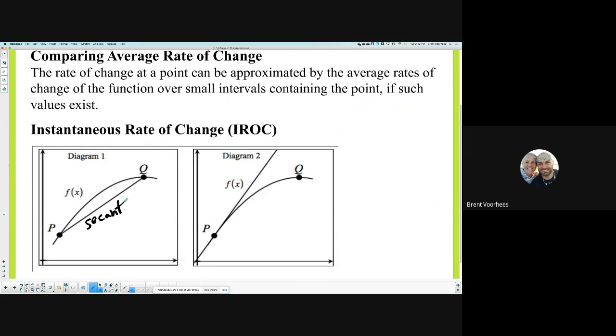This is called a tangent line. Write the word tangent on this one. That's a tangent line. So the tangent line is calculated by what we call IROC, where what did AROC stand for? Average rate of change. IROC is instantaneous rate of change, meaning we want to get this as close to 1 unit as possible.